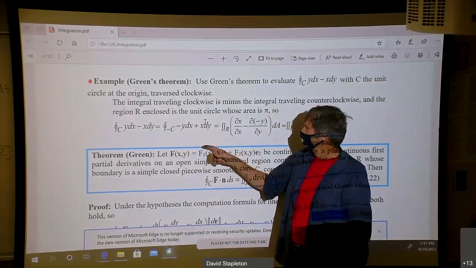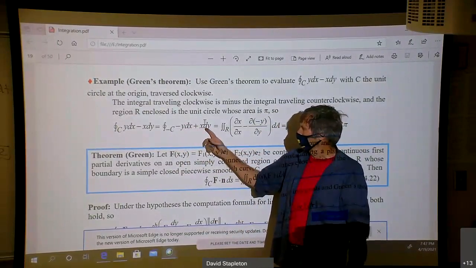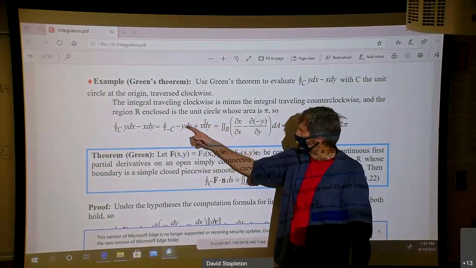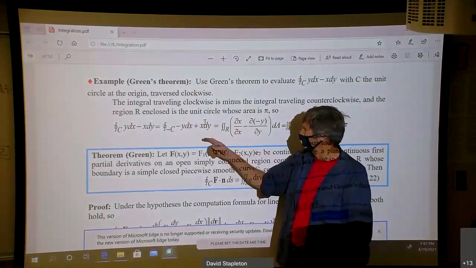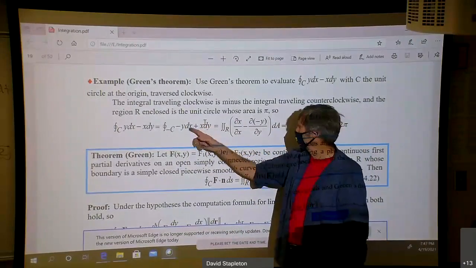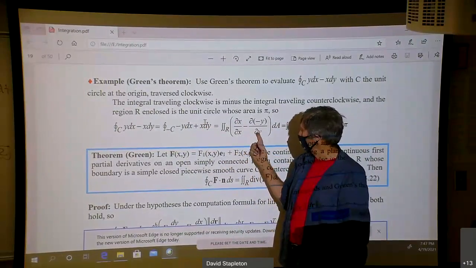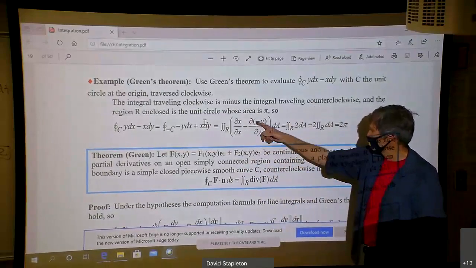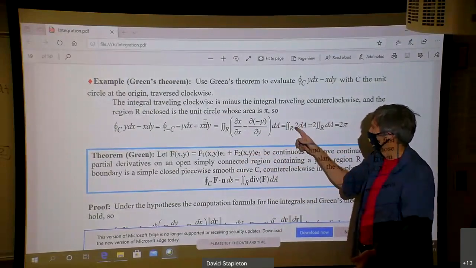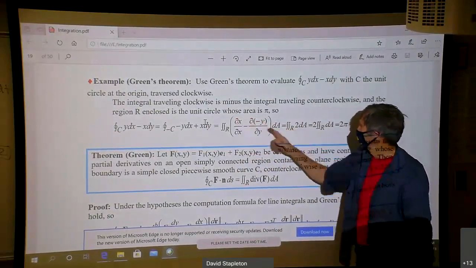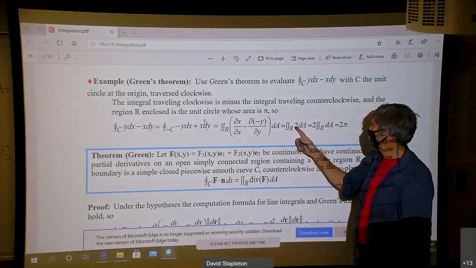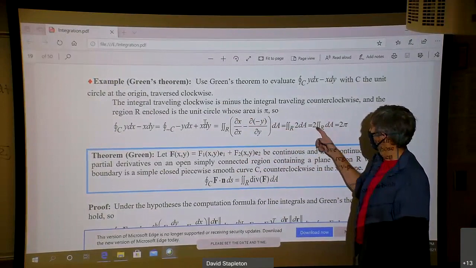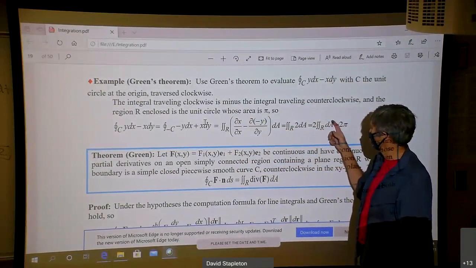Well, Green's theorem says I can do this by dF2/dx minus dF1/dy, or dg/dx minus df/dy in the book's notation. So it's d(x)/dx minus d(minus y)/dy. Oh, this is just 1, and this is minus the minus 1, which is 1. So I'm just integrating 2 over the unit circle. What's the integral of 2 over the unit circle? Pull the 2 out, and you've got the double integral dA over the unit circle. Well, what is the double integral dA over the unit circle?